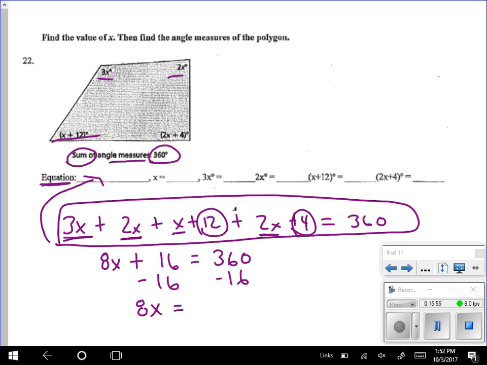360 minus 16 will give us 344. And we're going to divide by 8. X is equal to 43. So that's what this belongs to. Then you need to figure out all the other pieces. So 3x is just 43 times 3, which is 129. 43 times 2 for 2x is 86. And we have 43 plus 12, which is 55.